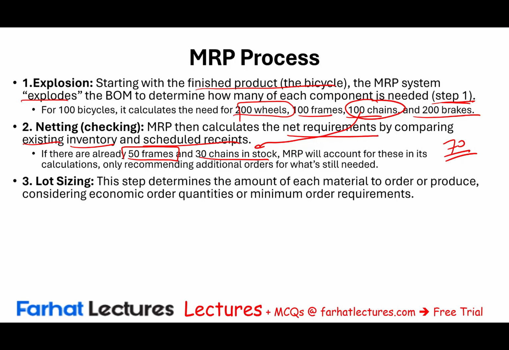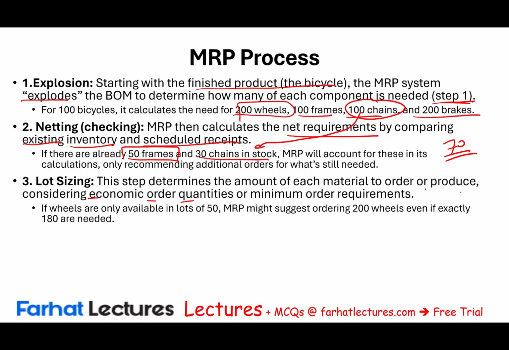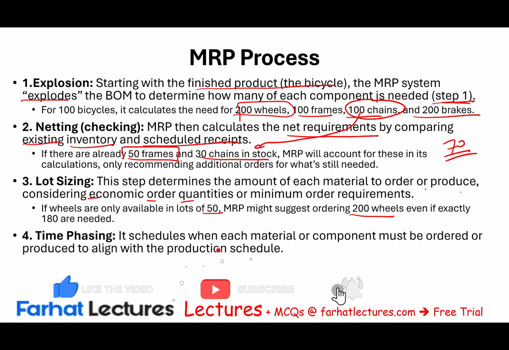Also, MRP will determine the lot sizing. This step determines the amount of each material to order or produce, considering the economic order quantities or the minimum order requirement. This is again an inventory technique you would learn about separately, but basically it optimizes the inventory level. So if wheels are only available in lots of 50, MRP might suggest ordering 200, even if we need exactly 180. Also, MRP schedules when each material or component must be ordered or produced to align with the production schedule.